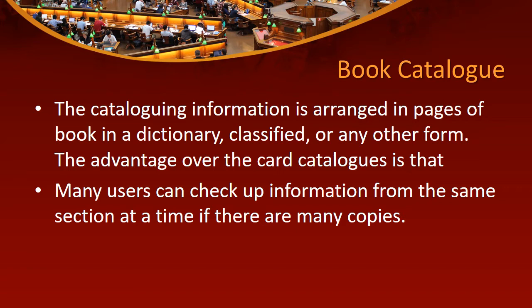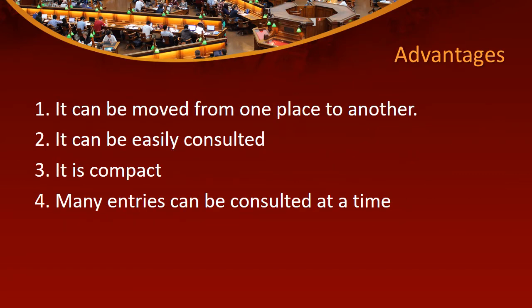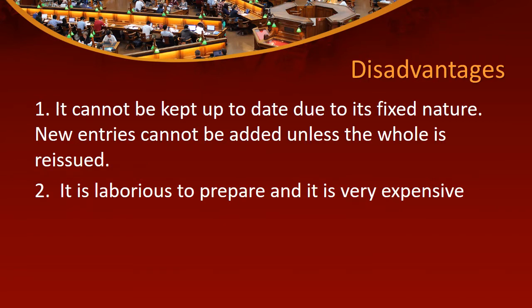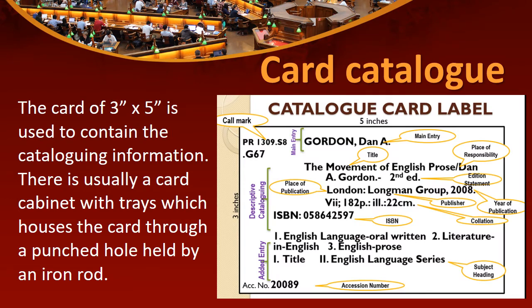The advantage over the card catalog is that many users can check up information from the same section at the same time. If there are many, it can be easily consulted. It is compact. Many entries can be consulted at a time, and it can be moved from one place to the other. The disadvantage is it cannot be kept up to date due to its fixed nature. New entries cannot be added unless the whole is reissued. It is laborious to prepare and it is very expensive.